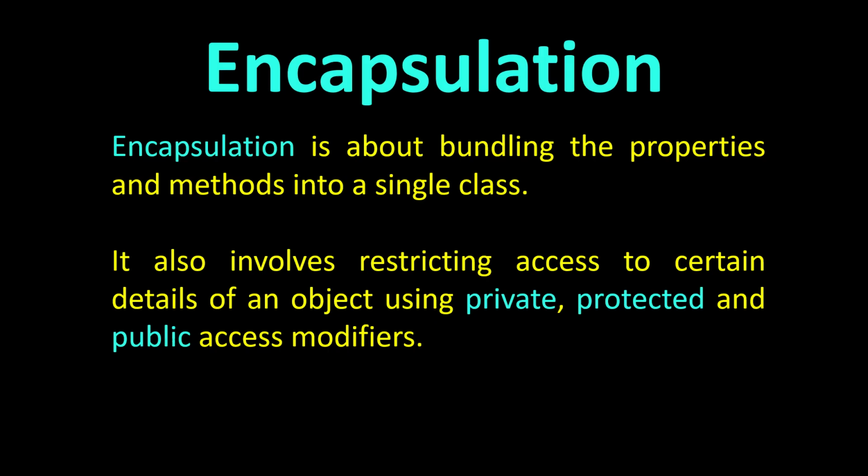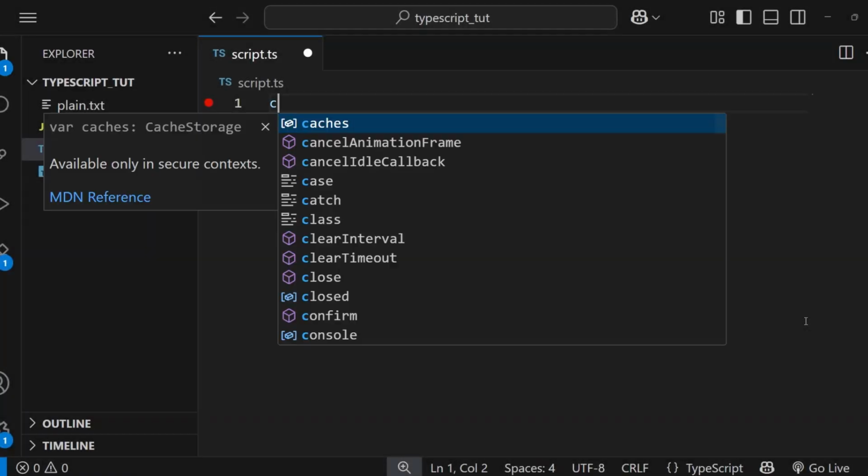As the first pillar we have encapsulation. Encapsulation is about bundling the properties and methods into a single class. It also involves restricting access to certain details of an object using private, protected and public access modifiers. Let's understand this through a quick demonstration.